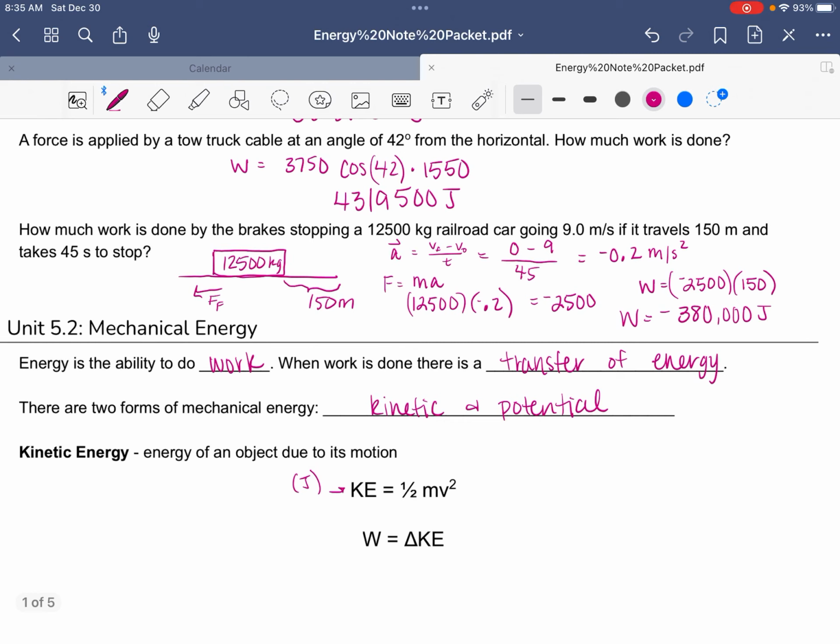That's equal to 1/2 the mass, measured in kilograms, times velocity squared, which is measured in meters per second. Notice too we have another equation here, where work is the change in kinetic energy. We can expand this change in kinetic energy to be 1/2 mass times the final velocity squared minus 1/2 the mass times the initial velocity squared. So it's just the change in that kinetic energy going from initial to final.